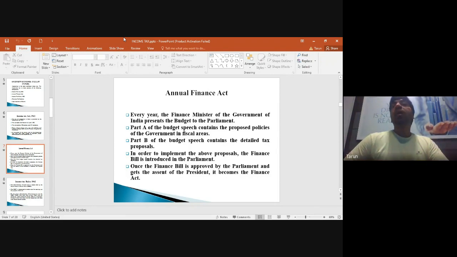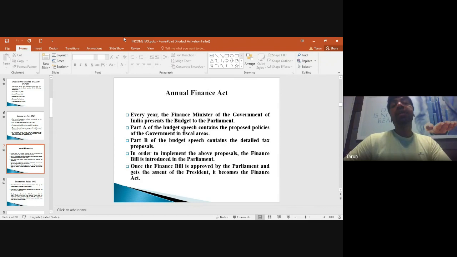Part B covers the budget speech, which always contains detailed fiscal or finance proposals to the parliament, so that the parliament will go through each and every proposal, and accordingly take up a final decision related to the act.